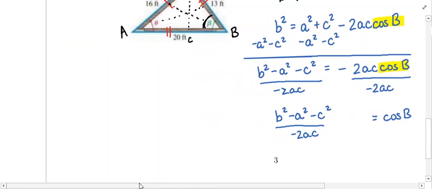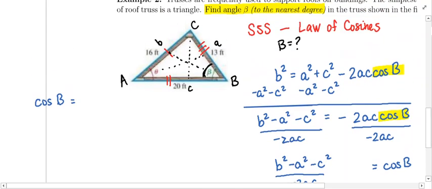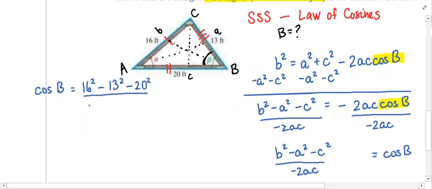Okay, so I'm going to come over here and do this. I'm going to reverse the order of the equation here, so I'm going to put the cosine of B on the left. That has got to equal B squared. Look how I have this labeled. B is 16 feet, so I'm going to do 16 squared minus A squared. A is 13, so 13 squared minus C squared. C is 20. Okay, so we're going to get that. That's the numerator. And then I've got to divide by -2 times A, which is 13, times C, which is 20. This is going to give us a number for the cosine of B.